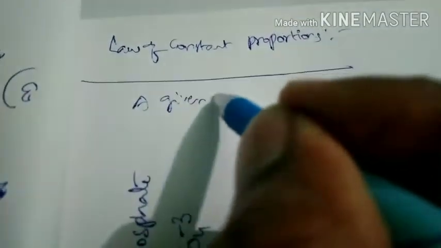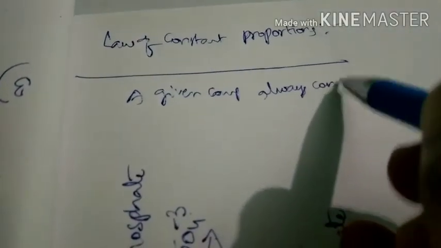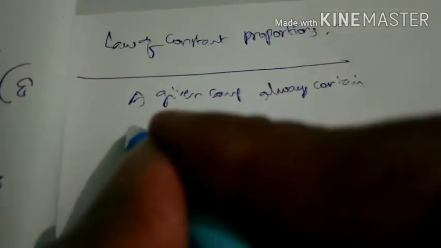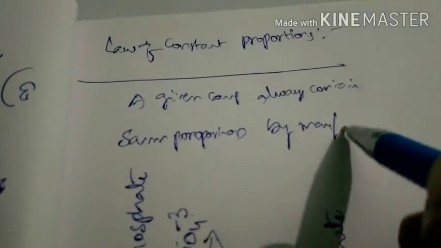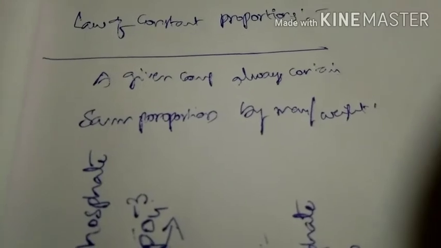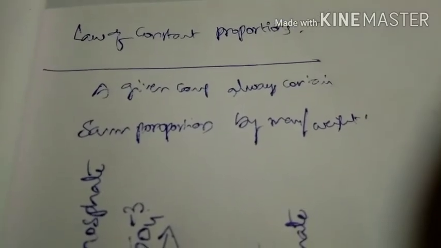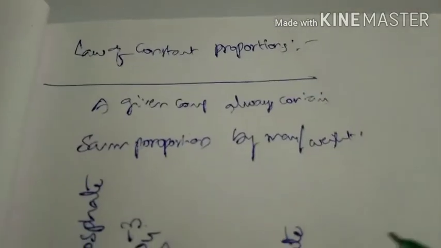Here the statement is: a given compound always contains the same proportion by mass or weight. This is the statement regarding the law of constant proportions. If I discuss an example, then you will get a clear idea about this.